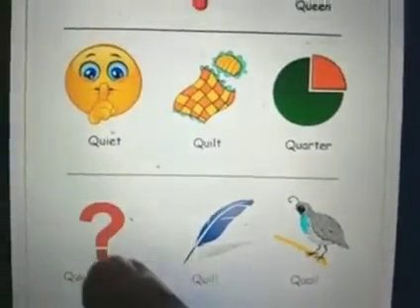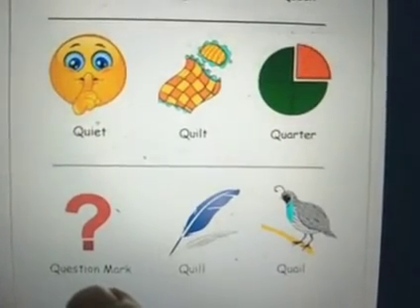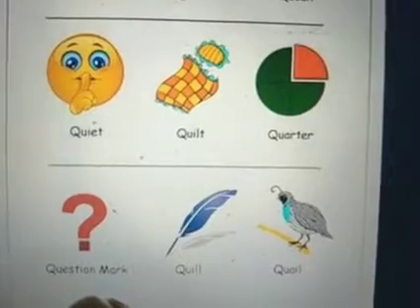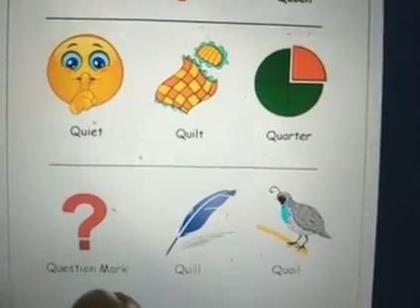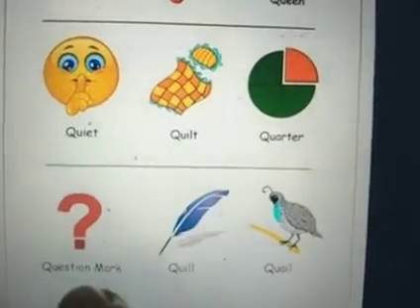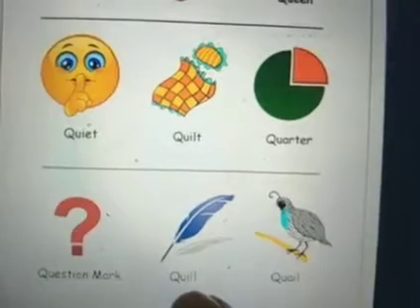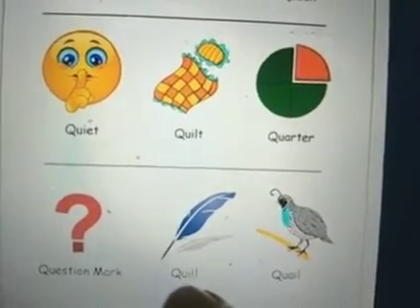Then we have question mark. These are different marks. You have a full stop, statement is over. We have a question mark when you're asking a question. So this is a question mark. Question.